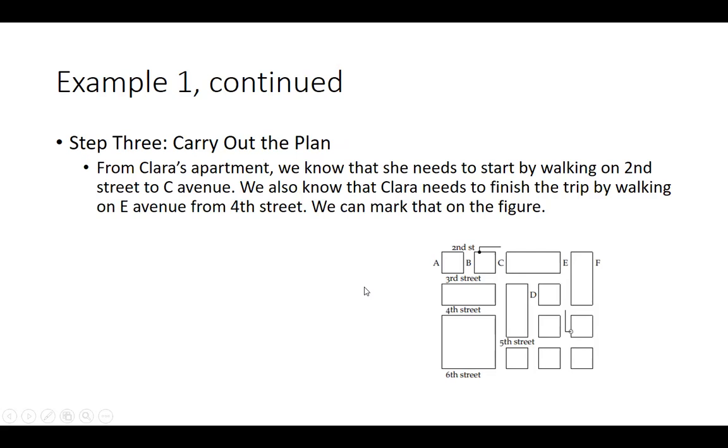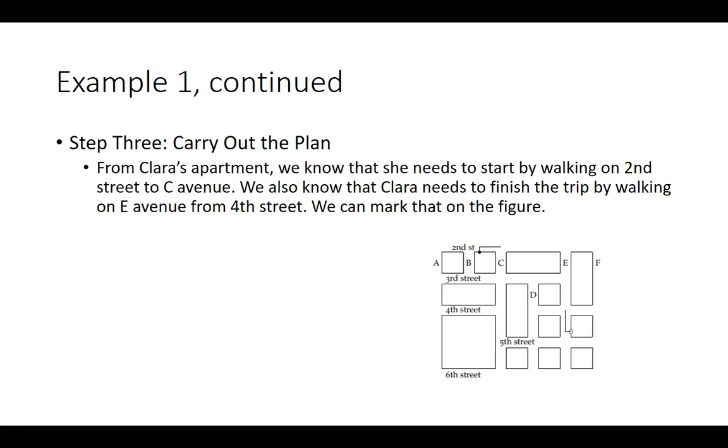Step 3, carry out the plan. From Clara's apartment, we know that she needs to start by walking on 2nd Street to C Avenue. This is the only move that we have from the starting point that heads towards the store. If she went left, she'd be heading away. It's not a direct route.